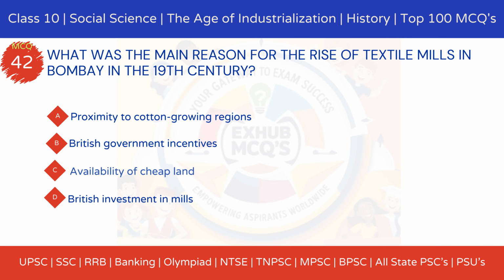MCQ 2. What was the main reason for the rise of textile mills in Bombay in the 19th century? Option A, government funding. Option B, proximity to cotton-growing regions. Option C, availability of cheap land. Option D, British investment in mills.